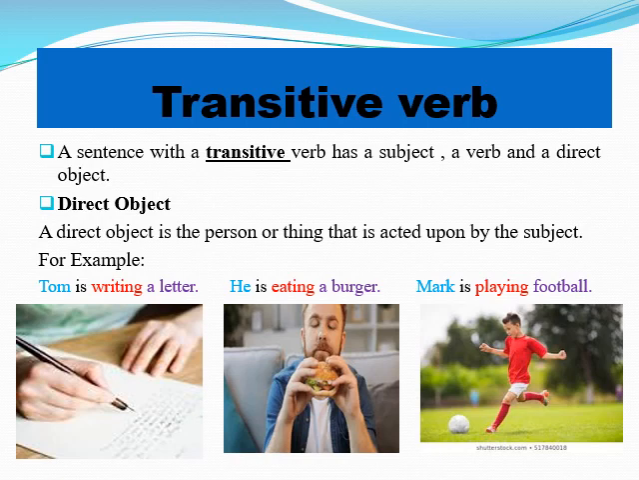In this sentence, the verb writing receives a direct object in the form of a letter. So this verb is considered a transitive verb. A verb that receives a direct object is called a transitive verb. Another example: he is eating a burger. A burger is the direct object. Mark is playing what? Mark is playing football. So football is the direct object.